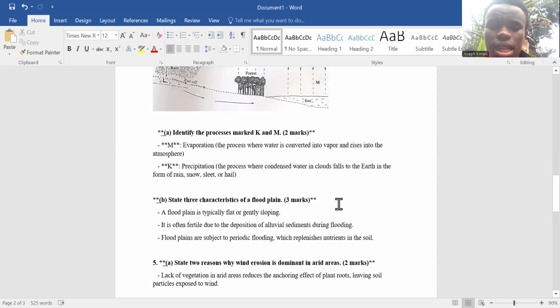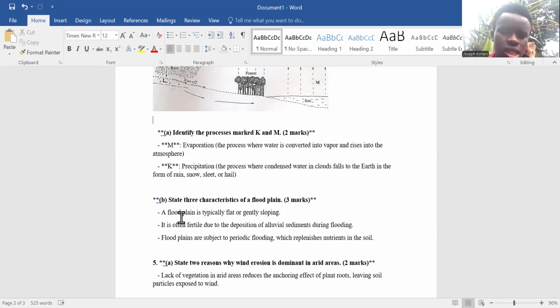You're being told to name the characteristics of a floodplain. What is a floodplain? A floodplain is also a plain, basically, only that it has been formed through the effects of floods. Floods carrying sediments come and deposit them downslope, whereby you have a gently sloping landscape. That's how we form a floodplain.